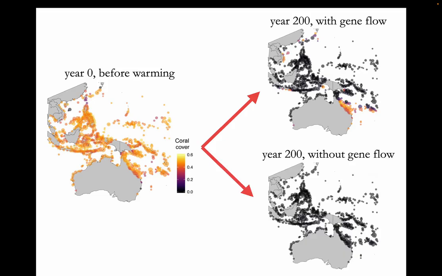At bottom right is a control scenario in which gene flow is turned off. In this scenario, all of the reefs have died. So gene flow can rescue some coral reefs, particularly gene flow that carries warm-adapted alleles towards reefs that started out relatively cold. Now, this is a pretty simple model.